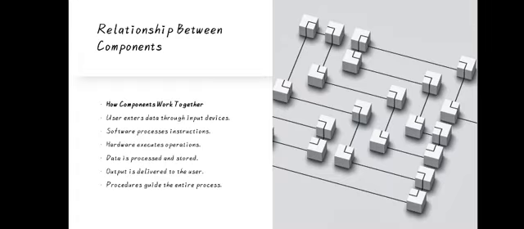Next, the relationship between components: how components work together. First, the user enters data through input devices. Second, software processes instructions. Third, hardware executes operations. Fourth, data is processed and stored. Fifth, output is delivered to the user. Last, procedures guide the entire process.